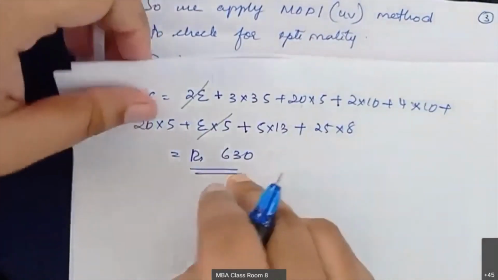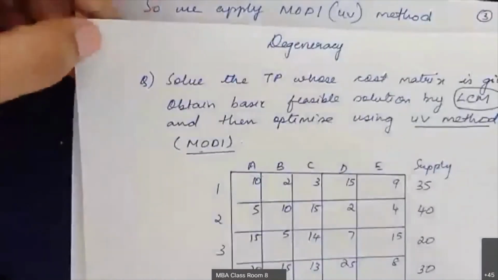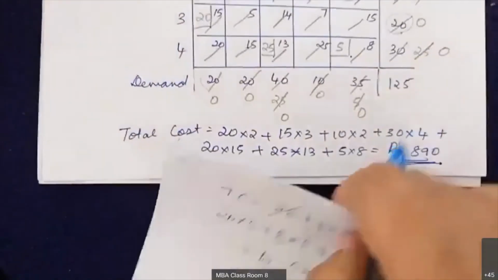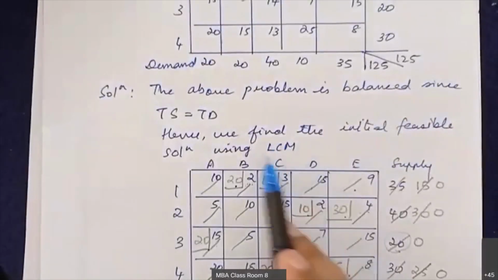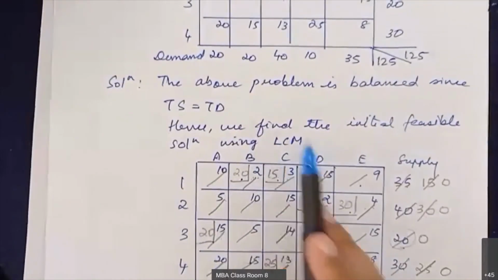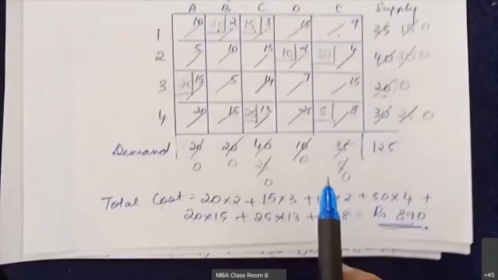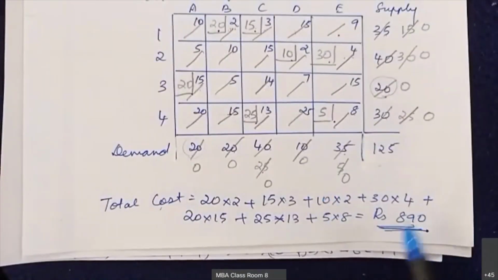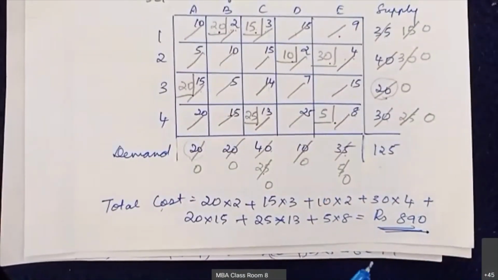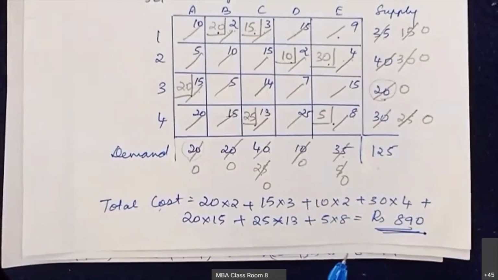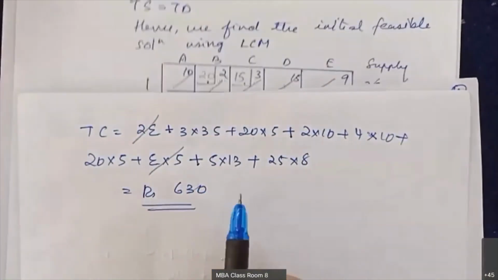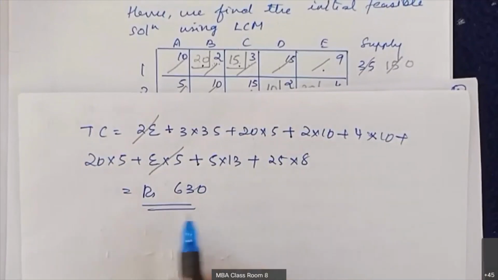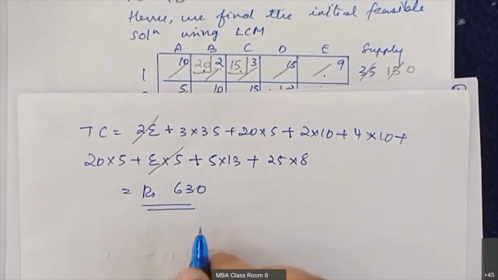The cost that we obtained using the least cost method was rupees 890. See, this is our initial problem. We solved this problem through the LCM. This is the initial step, solved through the least cost method. The amount was 890. But after using the optimal method, using MODI, what is our solution? Our cost has been reduced to 630, and our allocations have also changed. So this is our optimal solution. Cost has become minimum.